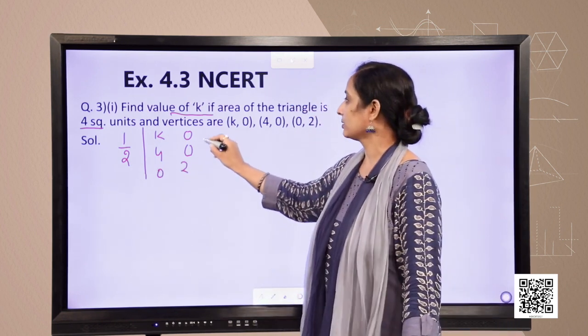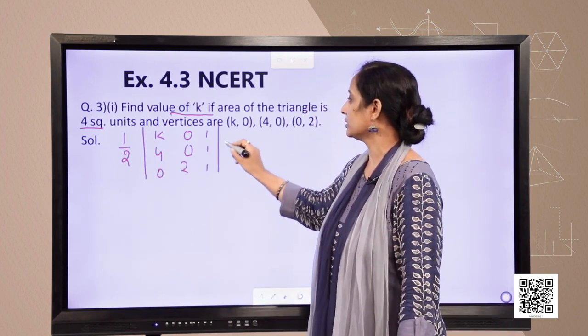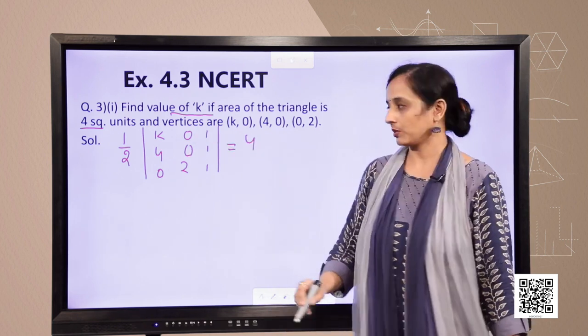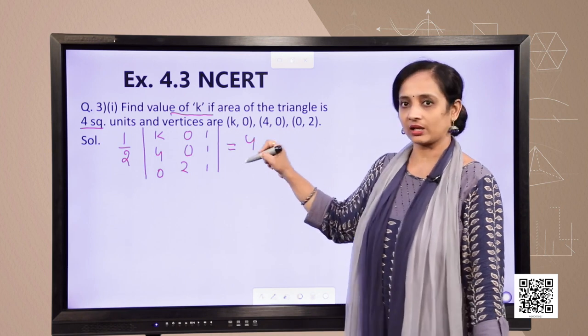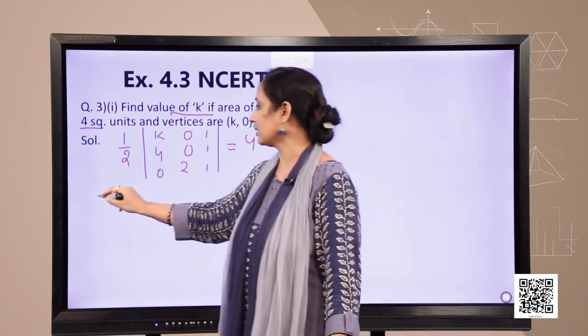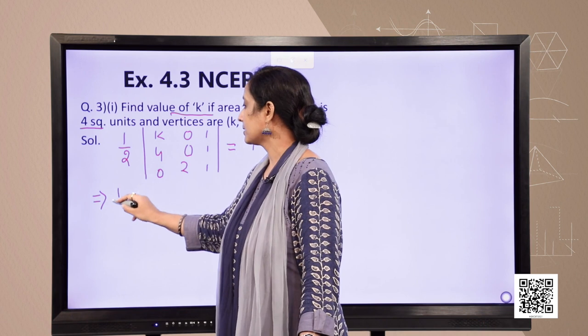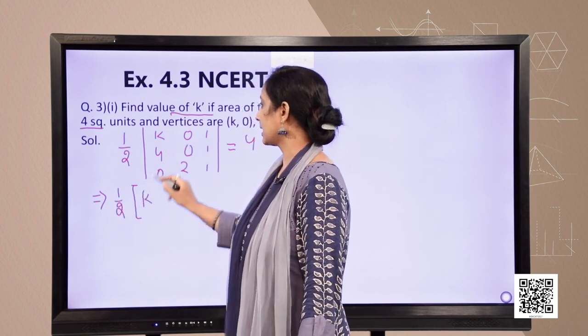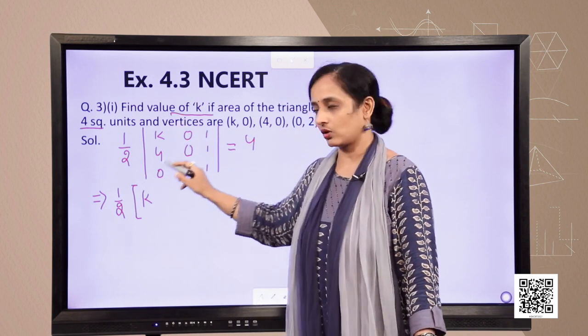To make it square, write 1 in column 3 equated to 4 square units. You remembered, for calculation sake you have to take plus minus, which we will be taking in the next step. This becomes half. Solve this. This is k.